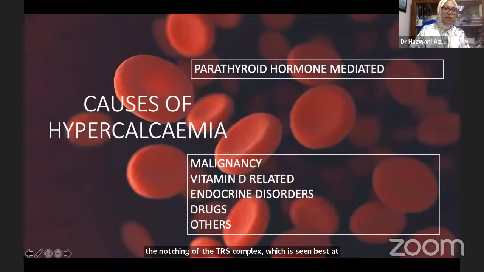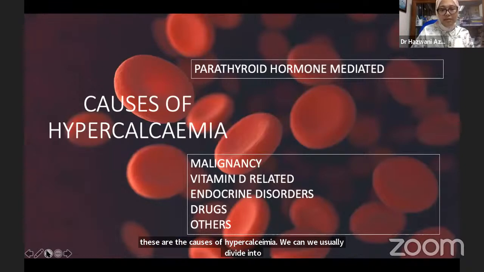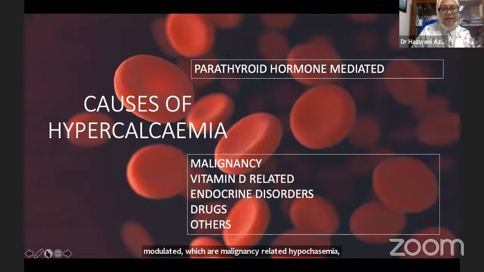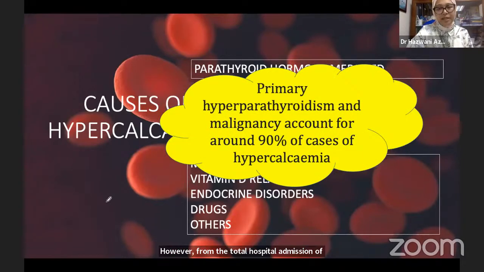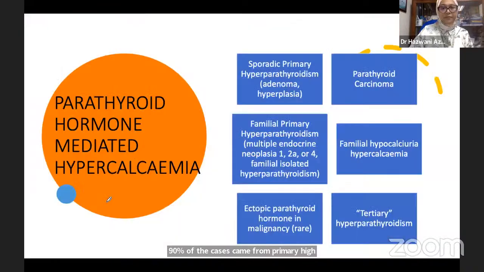Okay, these are the causes of hypercalcemia. We usually divide into parathyroid hormone related and non-parathyroid hormone related, which are malignancy related hypercalcemia, vitamin D related, endocrine disorders, drug related, and other causes. However, from the total hospital admissions and total presentations of hypercalcemia, 90% of the cases came from primary hyperparathyroidism combined with malignancy-related hypercalcemia.